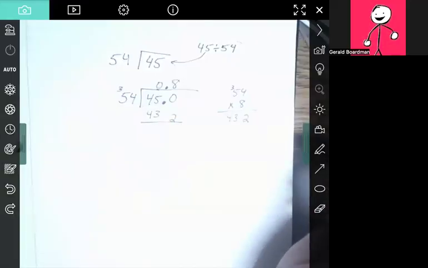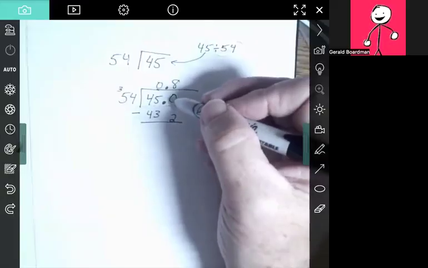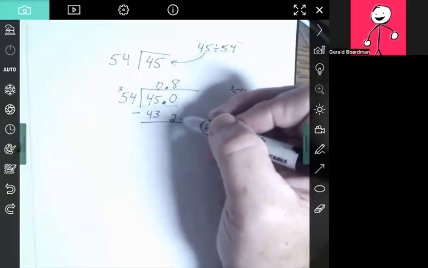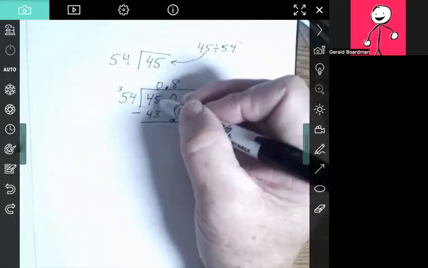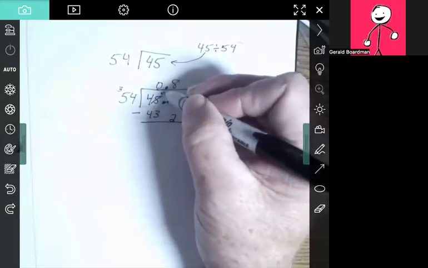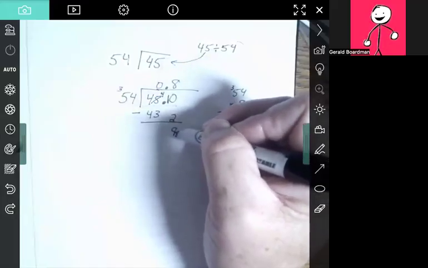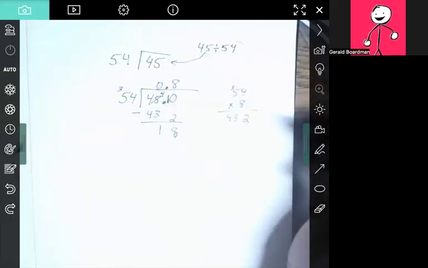Now we see how close we were. When I subtract this, I can see that the difference between 450 and 432 is 18. How did I find that? Well, I have a 0 minus 2. I'm going to borrow and make that a 10 minus 2, and now this is 4. 10 minus 2 is 8, and 4 minus 3 is 1, and that's 18 left over.